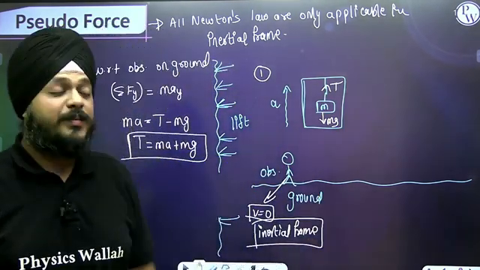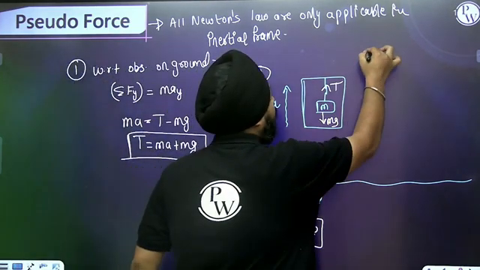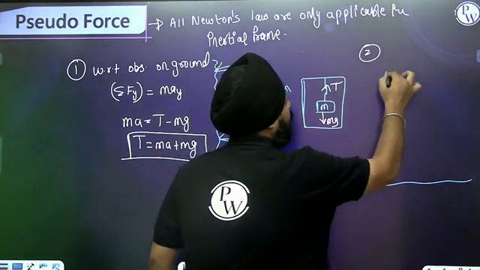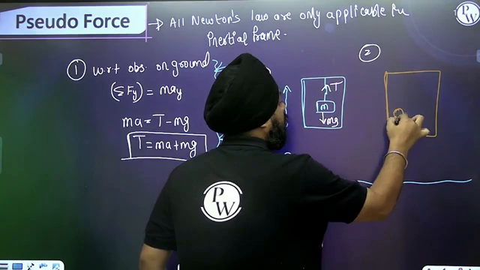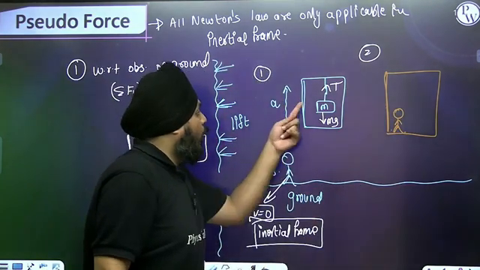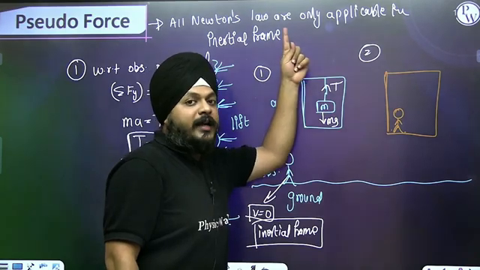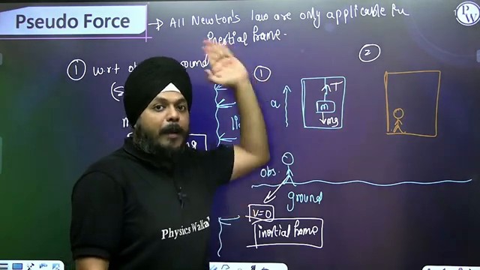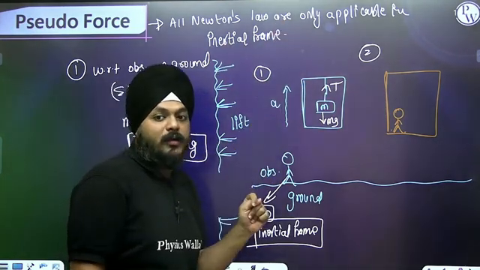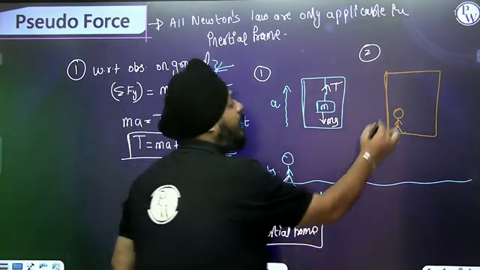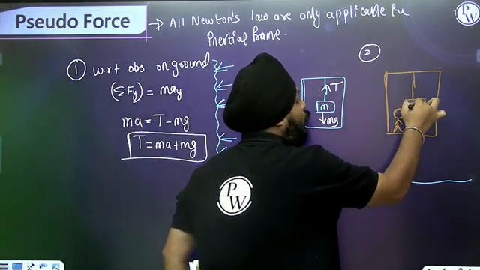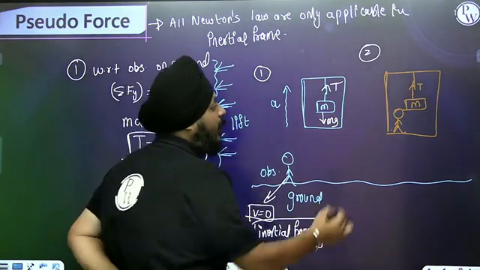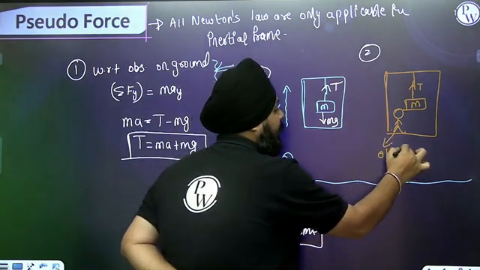But what happens here? Suppose the same observer is inside the lift. When he was on the ground, the object was appearing to move, accelerating in the upward direction. The object appears to accelerate upward to the observer on the ground, but the same object appears at rest to the observer when he is inside the lift.